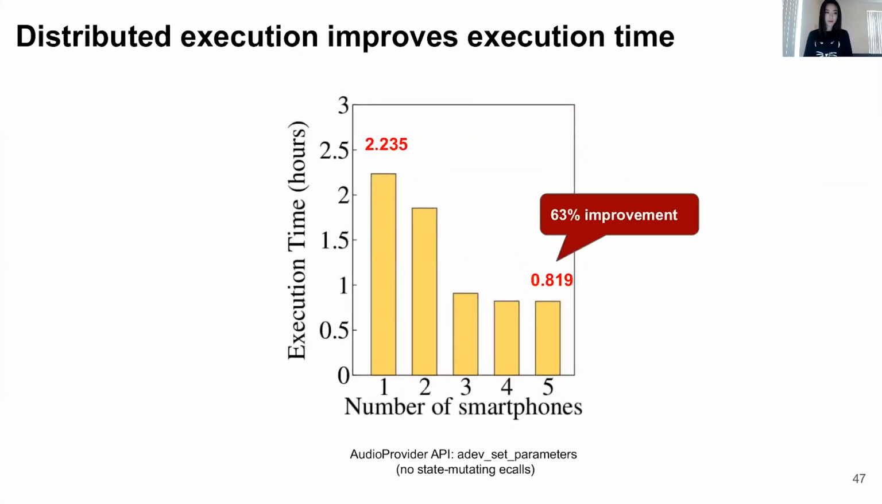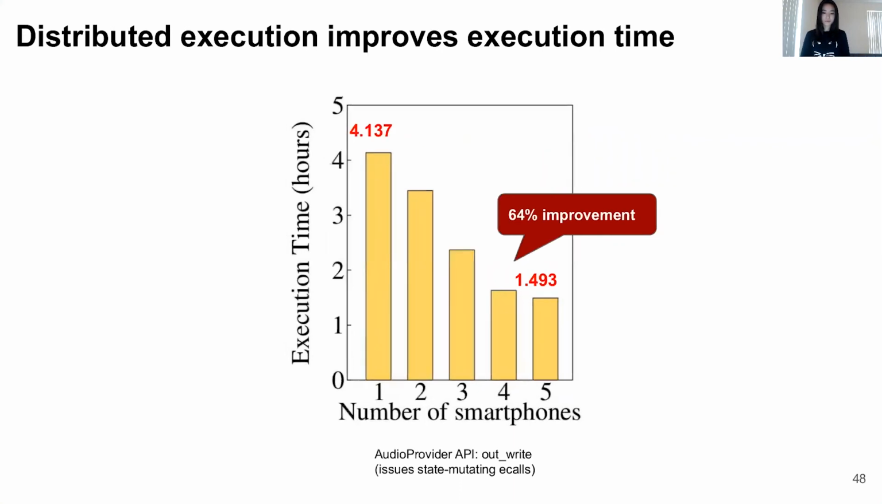We also evaluated distributed execution by using the same 2 APIs. In this figure, the x-axis is the number of smartphones being used, and the y-axis is the execution time of finishing one API. Besides, we fixed the number of maximum concurrent paths on each device to be 9. For the first API, the improvement is 63%, and for the second one is 64%.